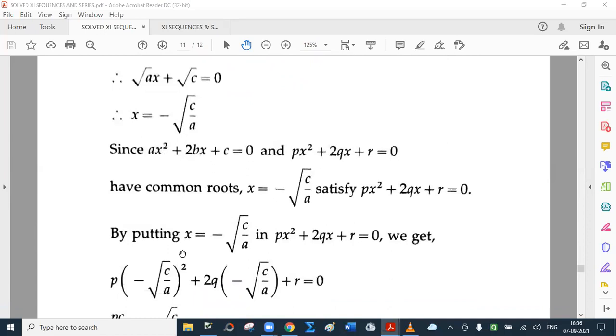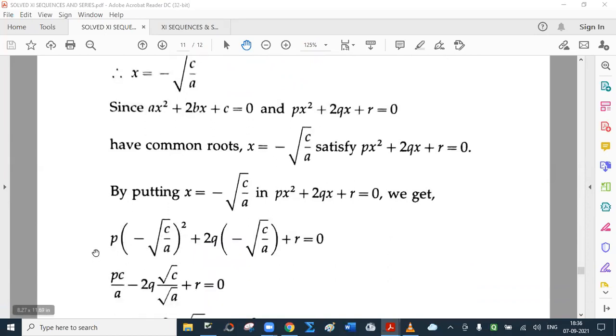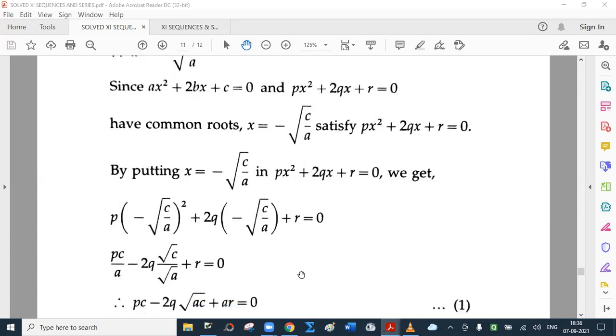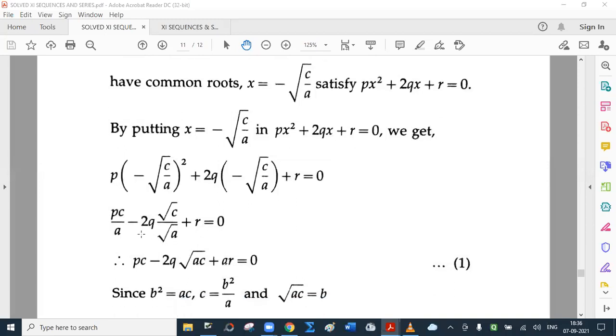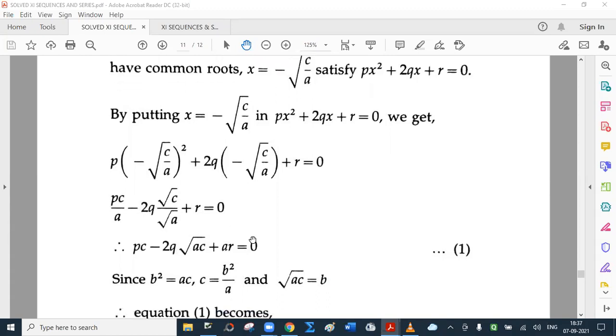The square of a negative number is also positive. So p into c upon a minus 2q root c upon root a plus r equal to 0. Multiply both the sides by a. So pc minus 2q. See, the denominator is root a, so this is just root c into root a. Though I have multiplied by a, here the denominator contains root a, so only root a remains. So root a root c is root ac. Plus ar equal to 0.